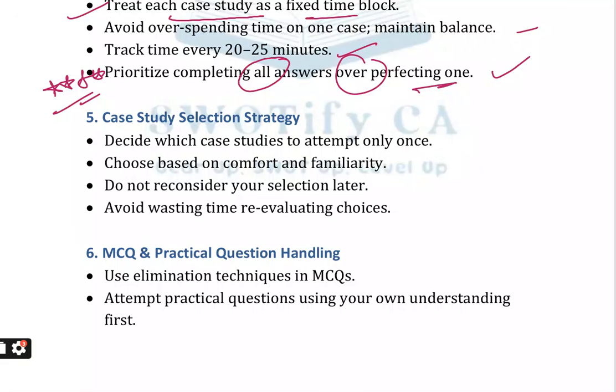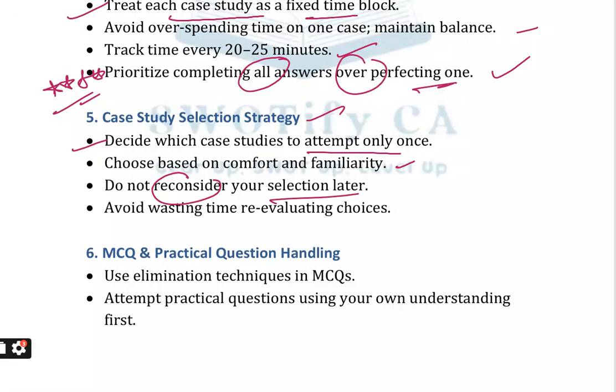Now, as we discussed, okay, case study selection. See, decide which case studies to attempt only once, because these are the confusions people often face. So while writing, you will decide, no, no, I'm not good at this one, okay, we'll strike it off, we'll go to the other case study. Please don't do that while writing the exams. Okay, choose based on your comfort and familiarity, and do not reconsider your selection later.